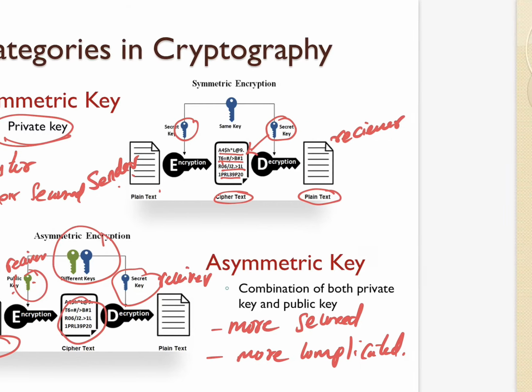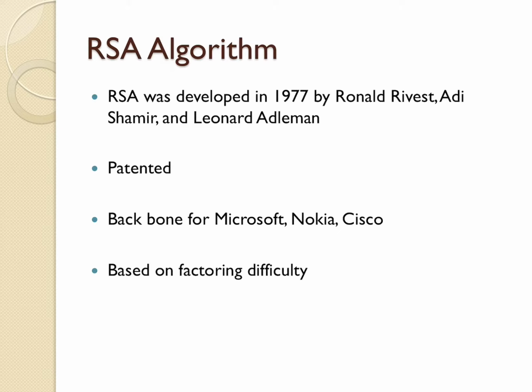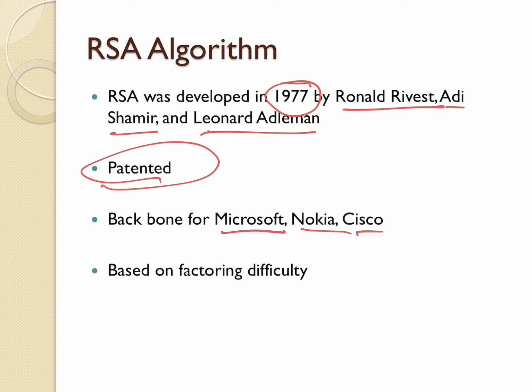Okay. So now we are going to see about the RSA algorithm. The RSA algorithm was developed by Ronald Rivest, Adi Shamir, and Leonard Adleman. They developed it in 1977, and till now it's the most famous algorithm, used by Microsoft, Nokia, and Cisco. In 1997, they patented this algorithm. Since this algorithm is more complicated, it's all based on the factoring difficulty.